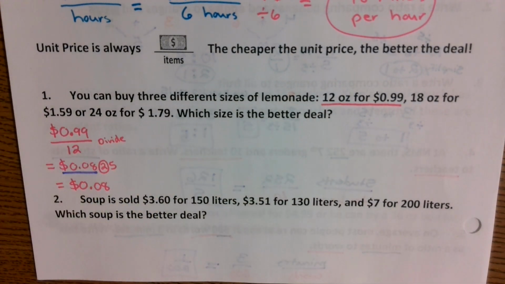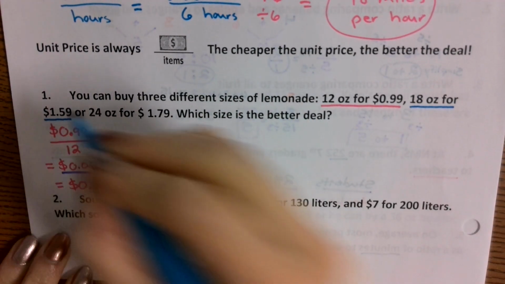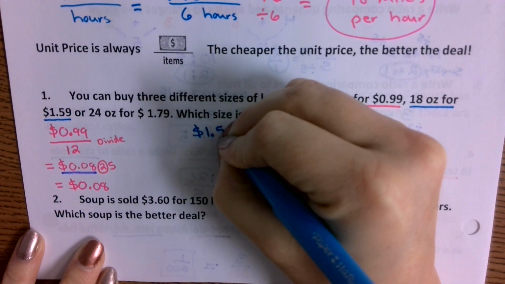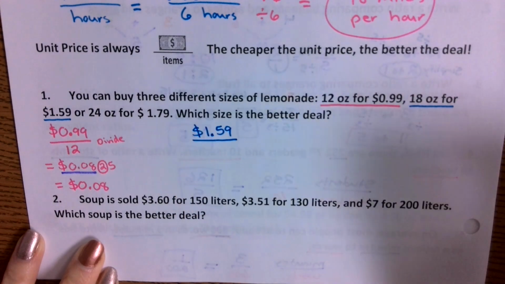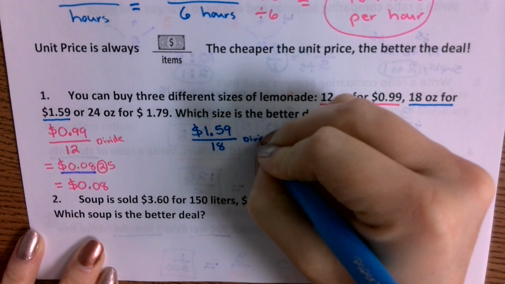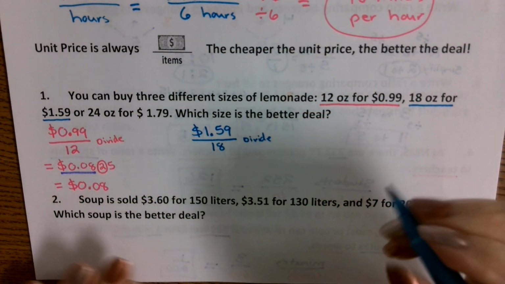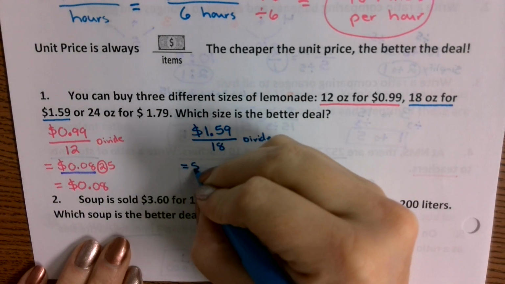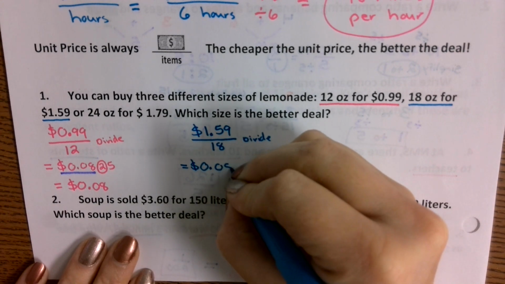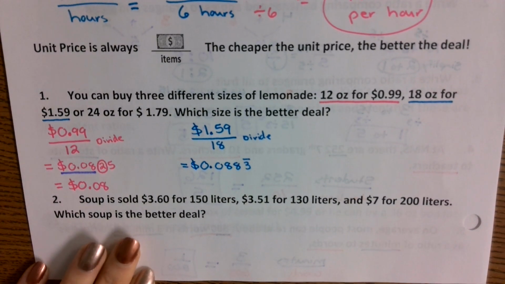Now we're going to do the same thing for the next size. The next size is 18 ounces for $1.59. So we're going to do the same exact thing. We're going to take $1.59 and we're going to divide it by 18. Right? We're going to go ahead and divide. So if I do $1.59 divided by 18, again, that's going to come out to a non-money value, 0.0883, and that 3 is going to be repeated.